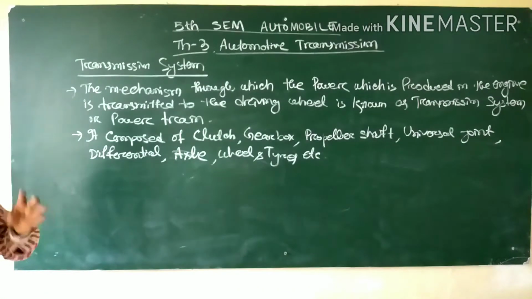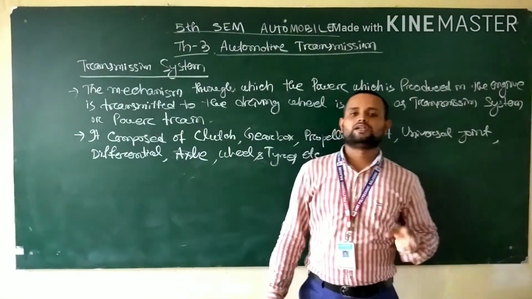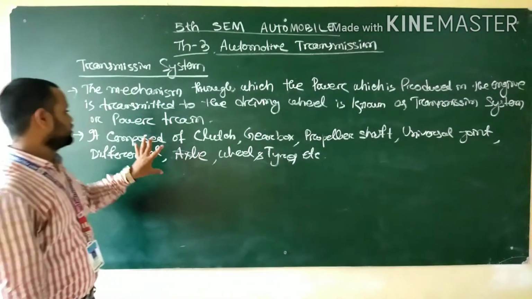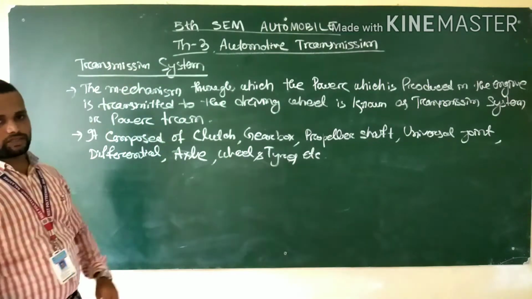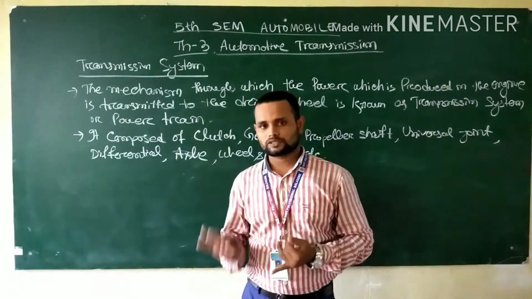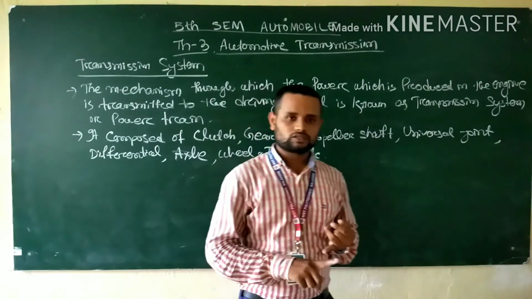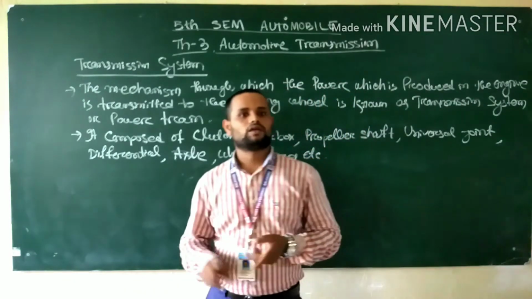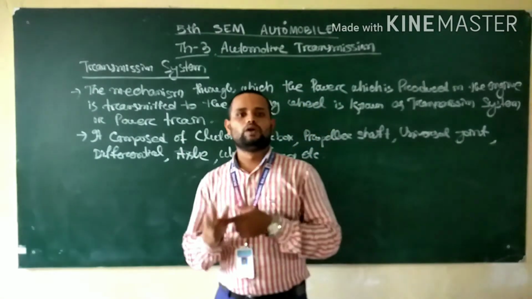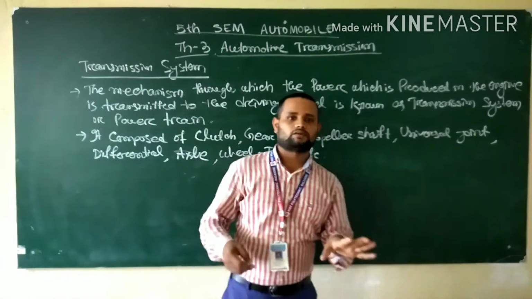It is composed of clutch, gearbox, propeller shaft, universal joint, differential, axle, wheel and tires. These are the units of transmission systems. If a question is asked in the examination, what are the units of transmission system? You will simply write: the units of transmission systems are clutch, gearbox, propeller shaft, universal joints, differential, rear axle, wheels and tires. These are the units of transmission system.